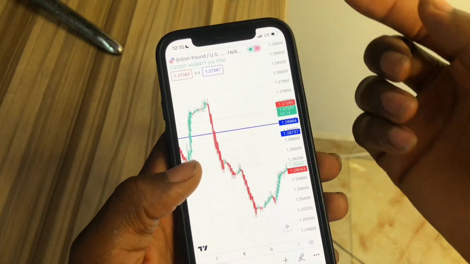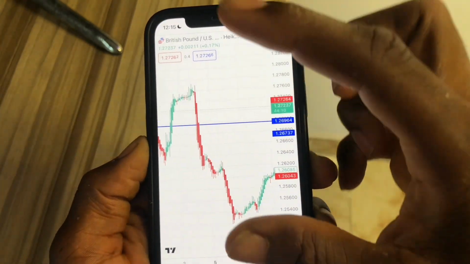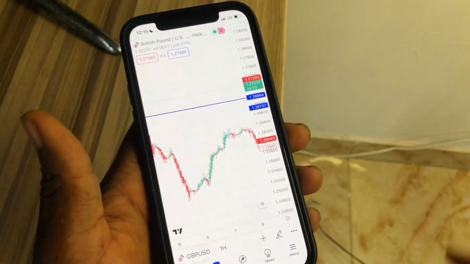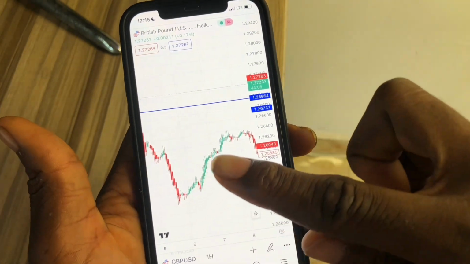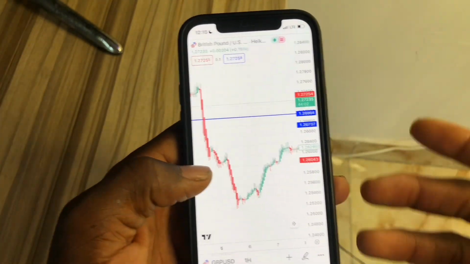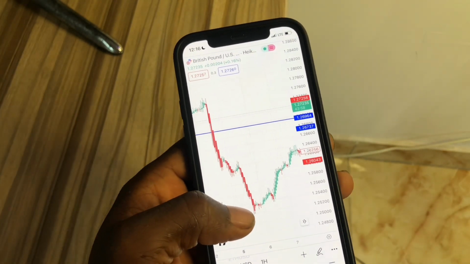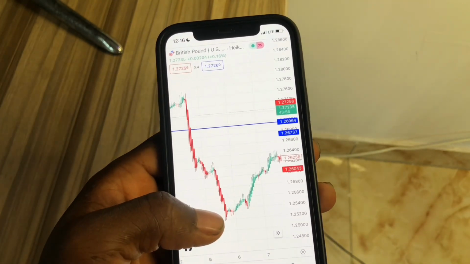So let's say the market is in a downtrend. It goes ahead to color each and every part of that candlestick red. And if the market is in an uptrend, it goes ahead to color every part of that candlestick green. So this makes it very much easier for you to spot trends in the market, when the market is in a downtrend and when the market is in an uptrend.